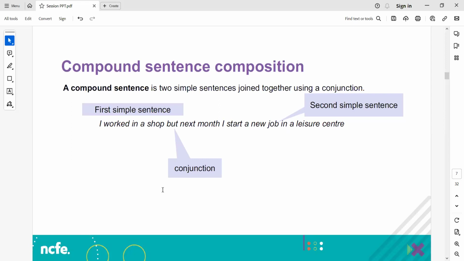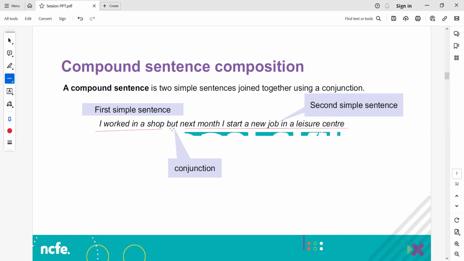Compound sentence. So I worked in a shop, but next month I start a new job in a leisure centre. So we've got I worked in a shop, that's our first simple sentence. But is our conjunction there. Next month I start a new job in a leisure centre. So both of those sentences would make sense by themselves, but we've turned it into a compound sentence by using the conjunction but.